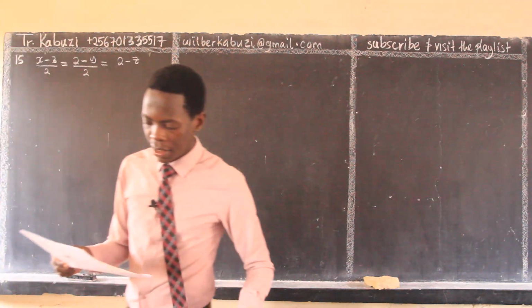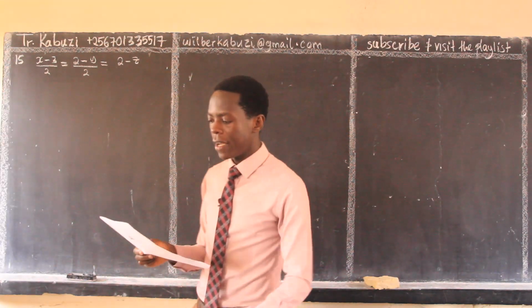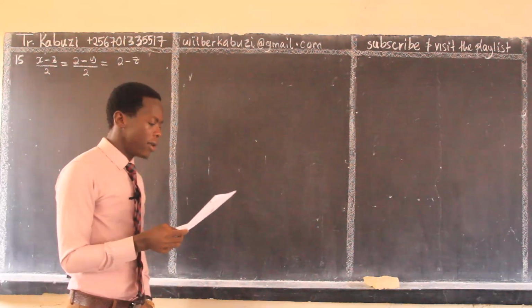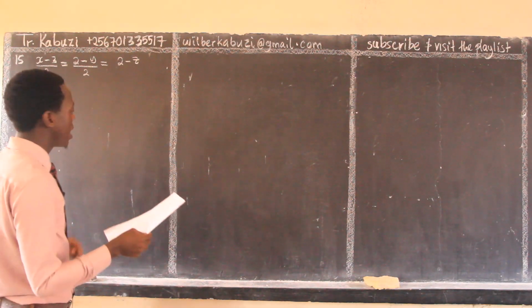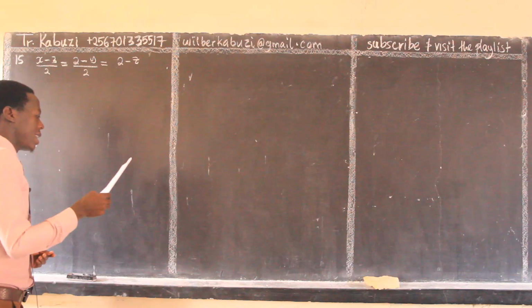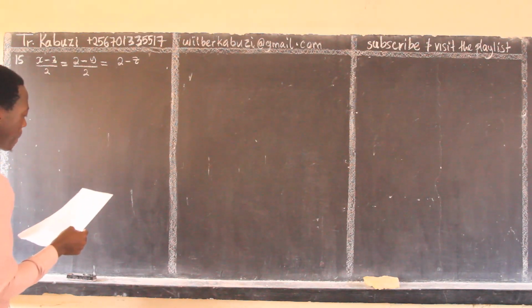Number 15 is the number from vectors. They gave us this line, then they wanted us to get a plane which is perpendicular to this line and passing through the point P.